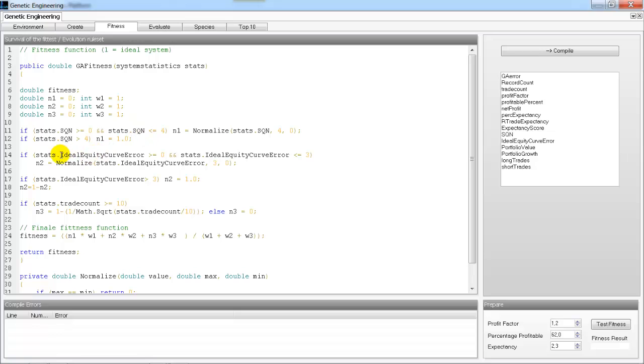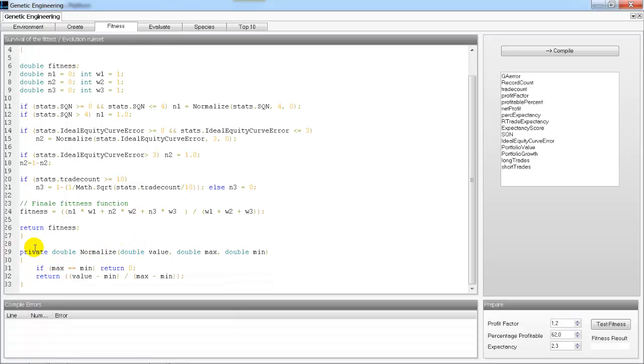Point 2, I rate my systems against an ideal equity curve, which means I want a constant upsloping equity curve, which then gives you the best parameters for trading. So I look for the ideal equity curve error to be as small as possible. So the second indicator is an ideal equity curve. And the third parameter is that I say, okay, the more trades I have in the systems, the better it is. And that's how the simple fitness is then calculated in the end based on these 3 factors here. So this is the standard fitness function which is included.